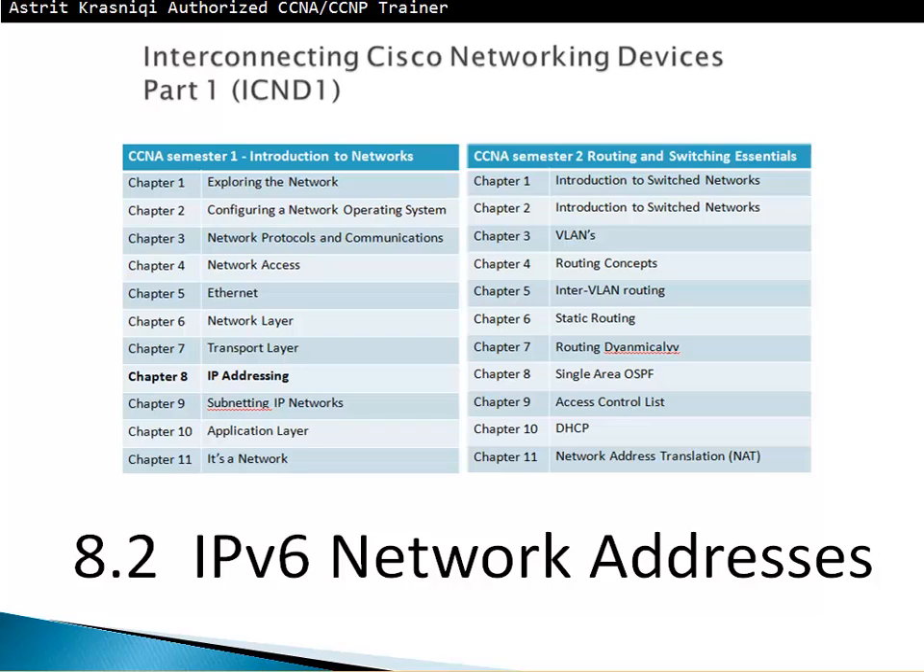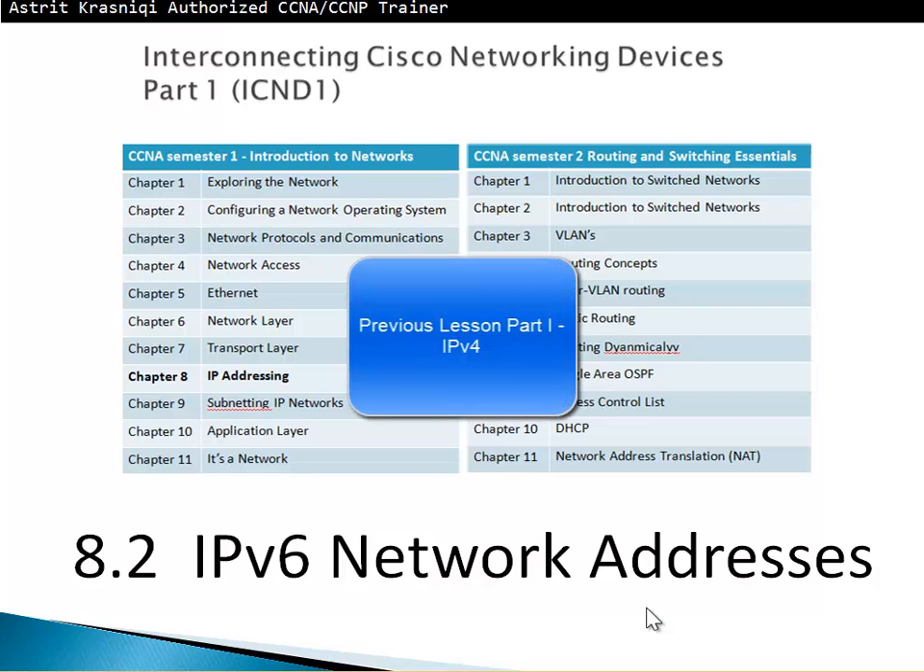This is chapter 8, IP addressing. This is part 2, or 8.2, IPv6 network addresses. Now we'll continue with IPv6. We covered IPv6 part 1.